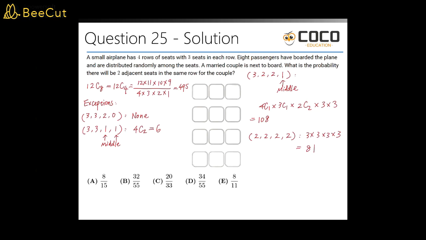All right, let's check how many exceptions there are. This is 6 plus 108 plus 81. These are the cases where the couple cannot sit next to each other. That's 195 of them. Then we check the remaining: 495 minus 195 is 300. So in 300 outcomes, the couple can be next to each other. We use the desired outcomes over the total 495. Simplify it, this is 20 over 33. So the answer is C.